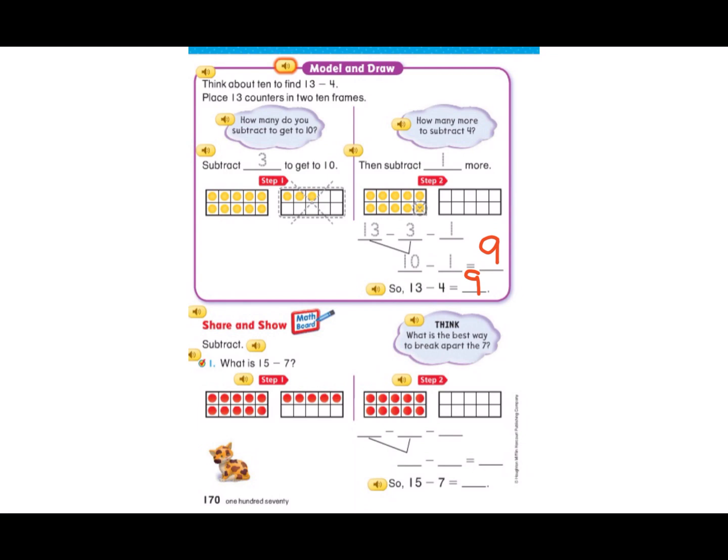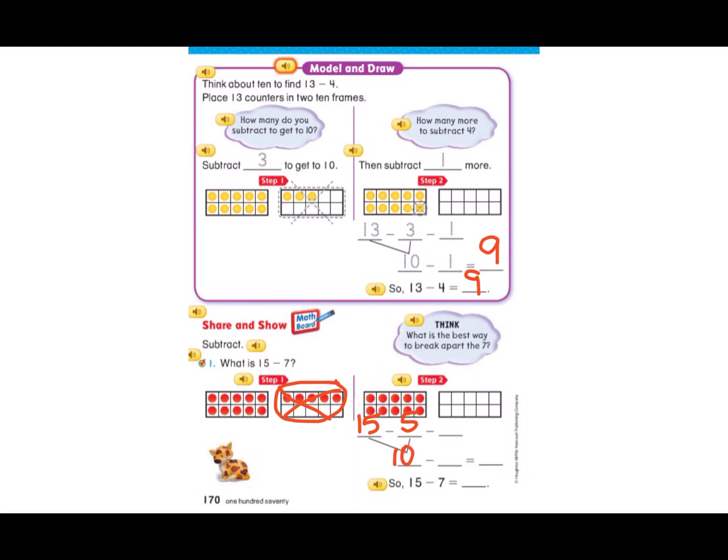Well, let's think at the bottom. What is 15 minus 7? So look at your tens frames. You have 15. We need to take it apart and make 15 minus 7. So we started out with 15. And let's see how many we are going to circle and cross out. We're going to circle this tens frame and cross it out, which is 5. 15 minus 5 gives you 10.